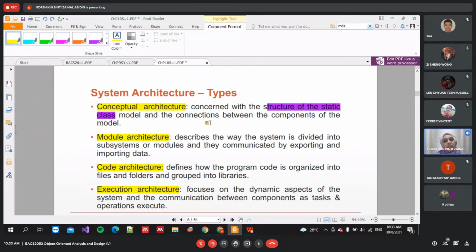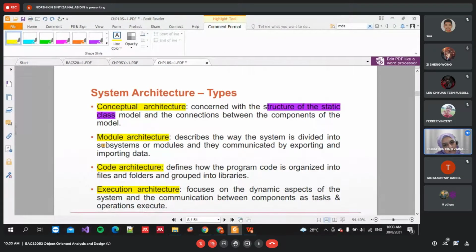Connection here can be the relationship or the association. How does this class, or how does the class relate to each other? It can be between the components, or like I said, components, subclass or object. Okay, components of the model. That one is for the conceptual structure of the static class.